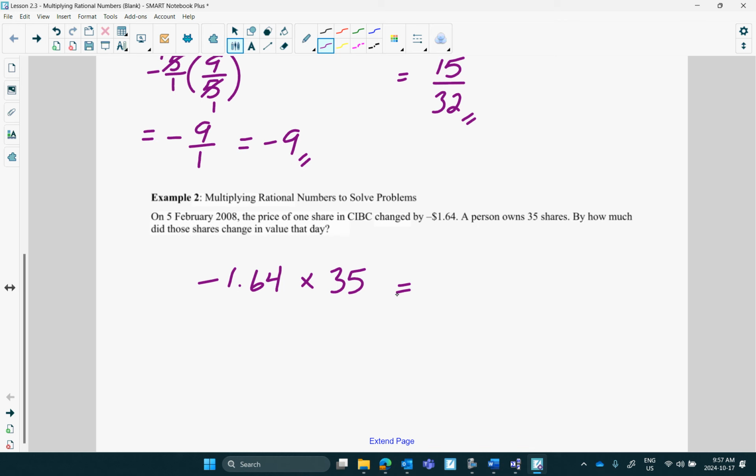Remember, my final answer is going to be in dollars. And it's going to be negative because I've got a negative times a positive, which makes sense because the shares went down. And then you just do this on your calculator and you end up with, anybody got it? 57.4. Yeah. Okay.